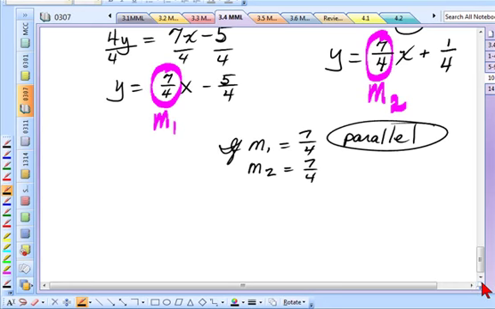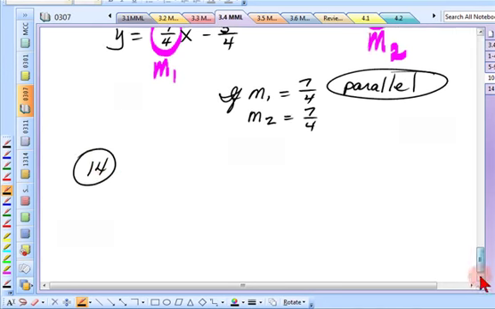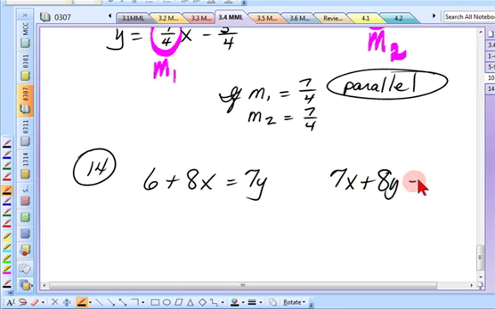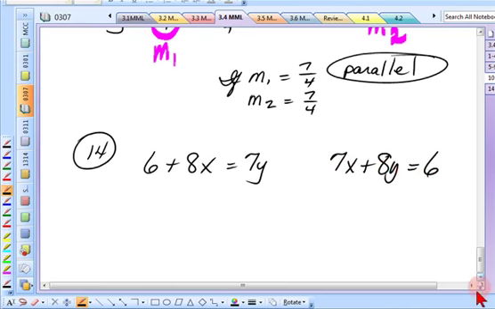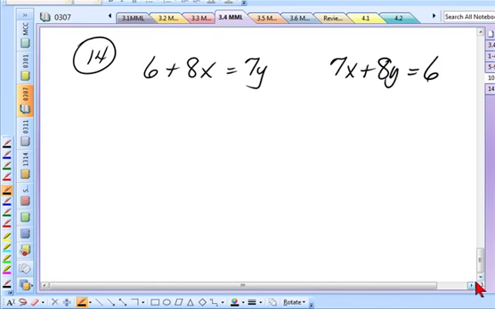All right, let's do one last one of these, and then I'm hoping that we'll have a little time for graphing at the end. All right, determine whether the lines are parallel, perpendicular, or neither. I have 6 plus 8x is equal to 7y, and I have 7x plus 8y is 6. Parallel, perpendicular, or neither?